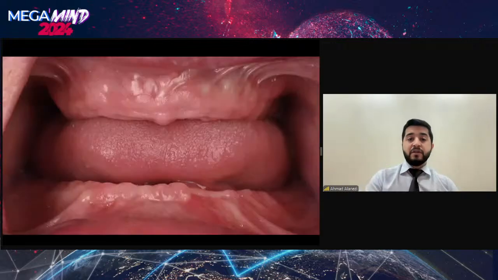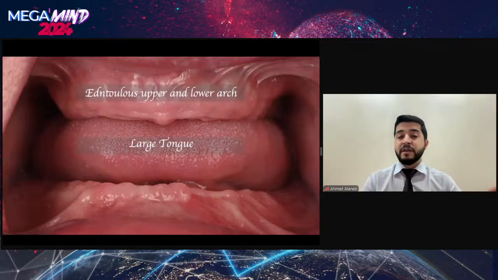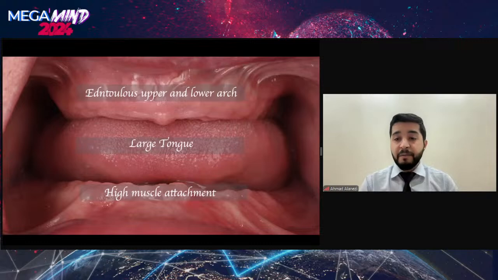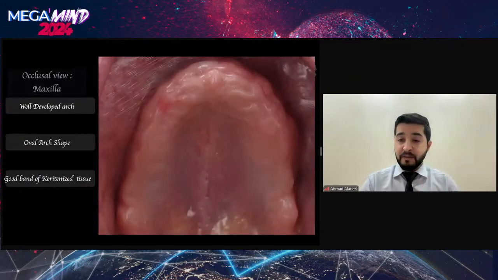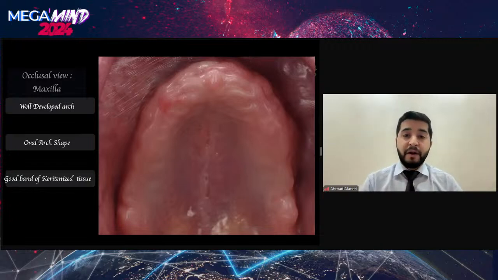This is the patient's intraoral situation. We found the patient is edentulous in both upper and lower arches. The patient has a large tongue space, which is a diagnostic feature, knowing that your complete denture may not be retentive if you use it as an interim prosthesis. Also, the patient has high muscle attachment. In the occlusal view, the upper arch is well developed with an oval arch shape. The oval arch shape is also a diagnostic feature to know how many implants you're going to place and where you're going to place them. There's a good band of keratinized tissue, which indicates that you may be able to go with a flapless approach here. The lower arch is the same, with the presence of high muscle attachment.